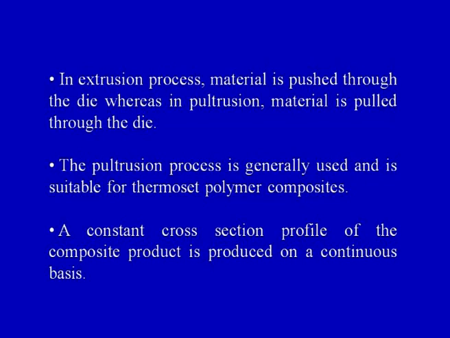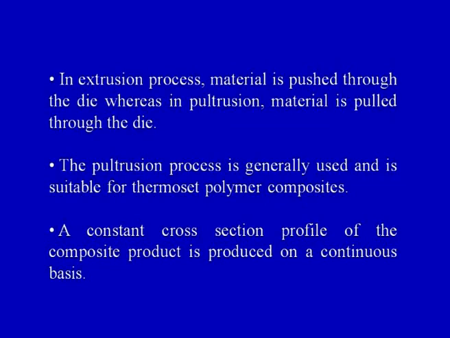In the extrusion process, the material is pushed through the die, whereas in pultrusion the material is pulled through the die. This is a difference which I have already explained on the previous slide: in metal extrusion the metal is pushed through the opening of the die, and the die opening decides the cross-sectional area of the final product. In pultrusion, the raw material is pulled through the die, and the shape of the final product depends upon the shape of the die through which the material is pulled.